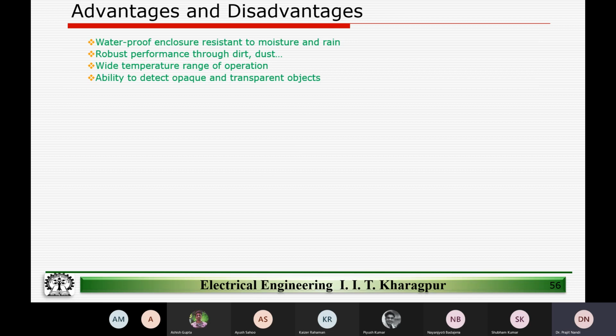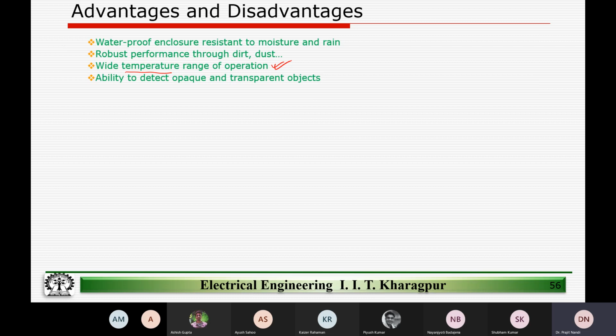It is pretty robust to dirt and dust. The environment need not be super clean for these transducers to work effectively. Wide temperature range of operation. This is very important. We'll talk about this in the electronics portion. Ability to detect opaque and transparent objects.